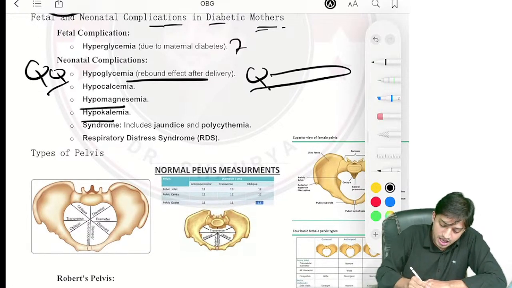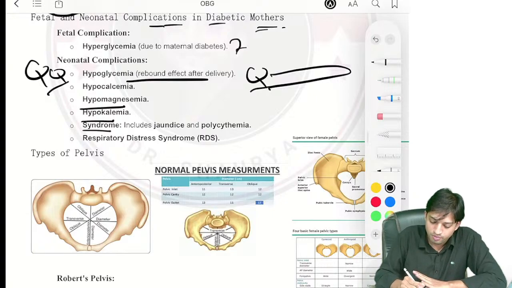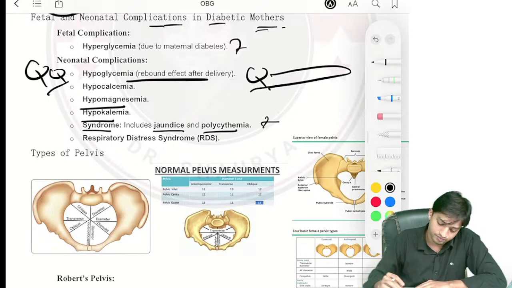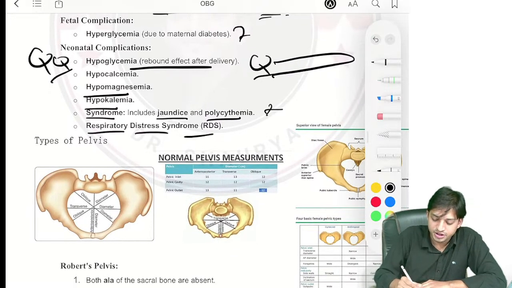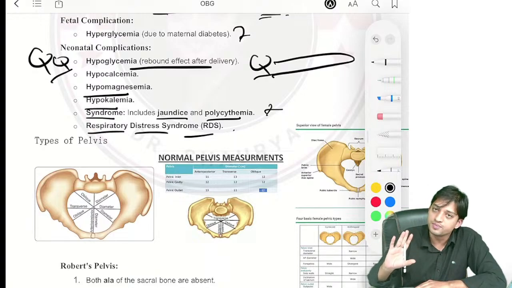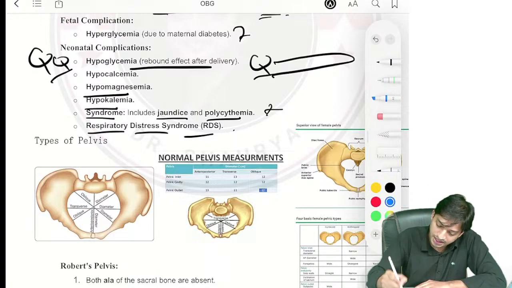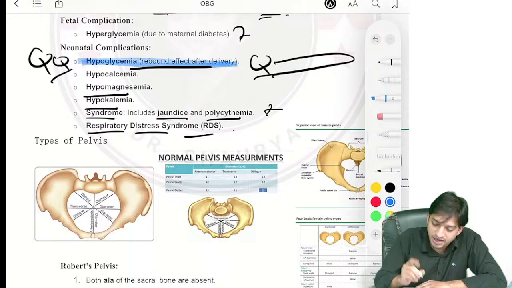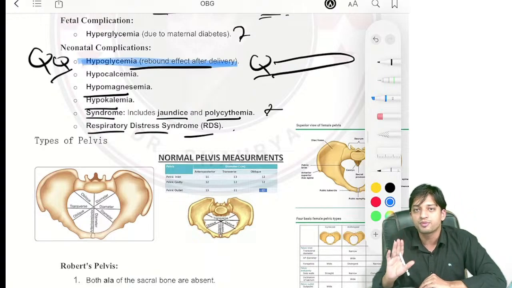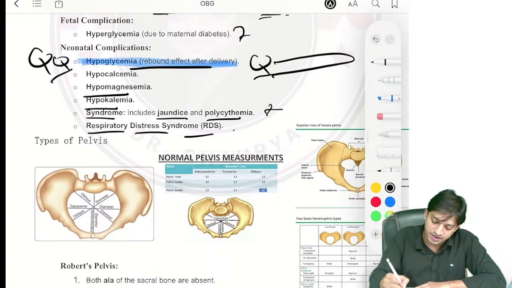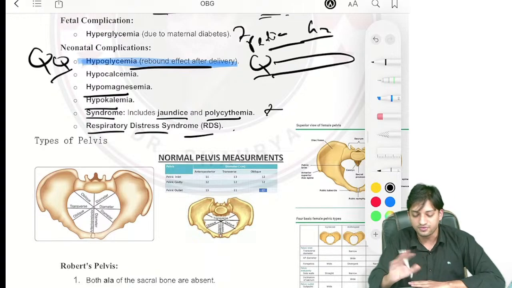Hypomagnesemia is there. Hypokalemia again. There is a syndrome that includes jaundice and polycythemia in the neonate. Respiratory distress syndrome can also be there in the neonates. Most important VVIP point, the only one that is important, is hypoglycemia. Very important, because high probability of a question. Either they will give you a question of pediatrics or gynae. They can ask in any form.